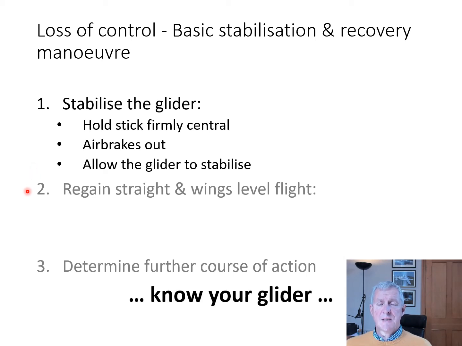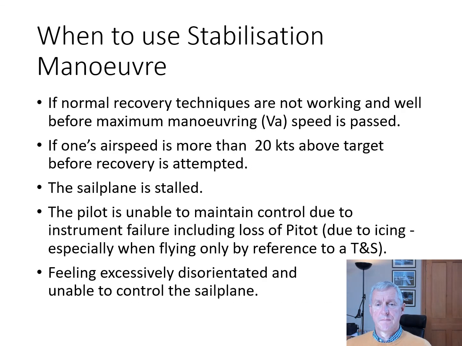Once we've done that, if we've got an attitude reference, we can regain straightened wings level flight. If not, we've got to wait until we can see. But the glider will eventually come out of cloud. The key is to know your glider. How will it behave when you do this? When would you do that?